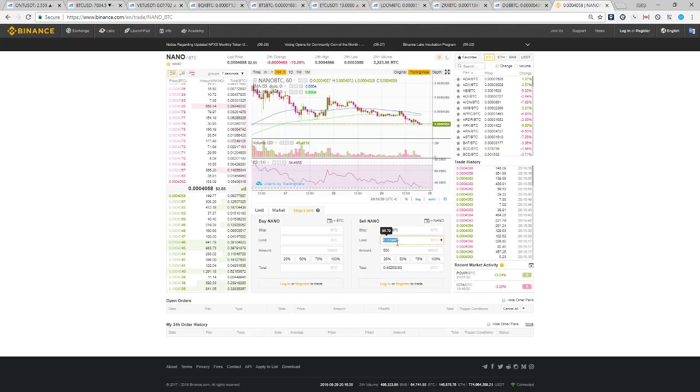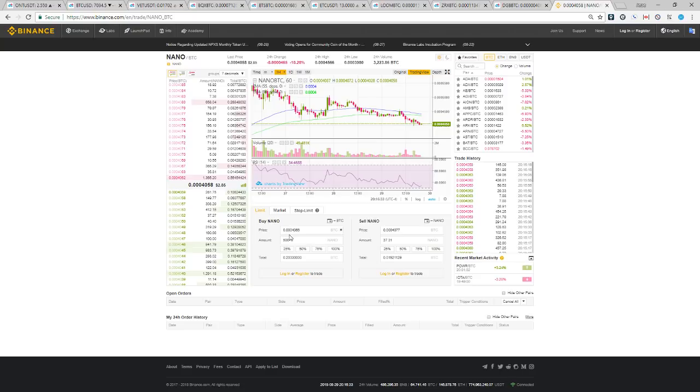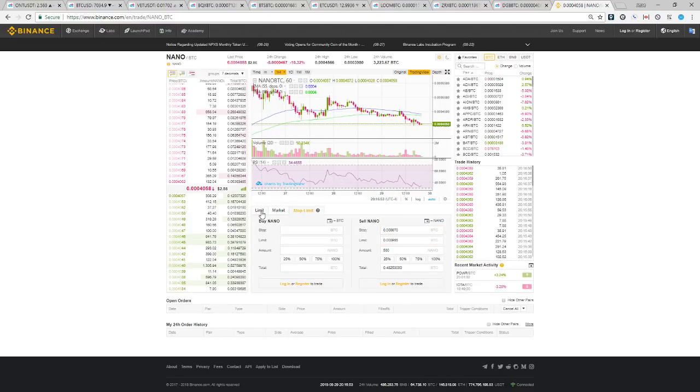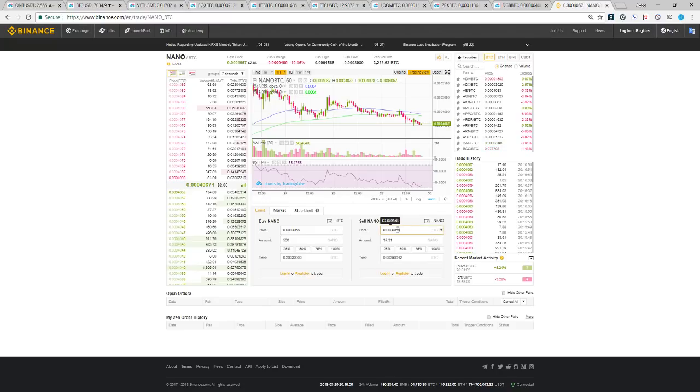It's going to be as if you went over and placed a 965 Satoshi limit order to sell. 0.000097. What were we selling it at? 965, that's right. It's as if 970 gets hit. As soon as that stop price gets hit, you're going to stop what you're doing and go and place a limit order for 965 to sell your 500 tokens. And that's how it works.